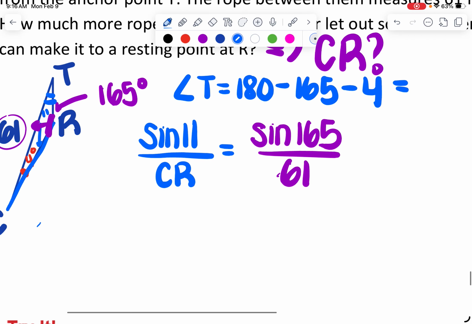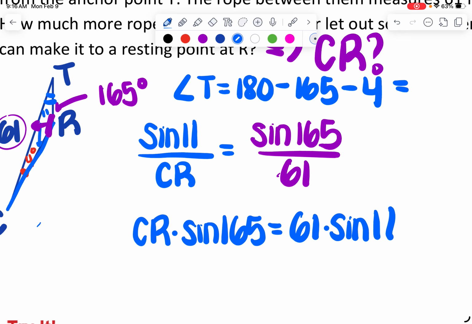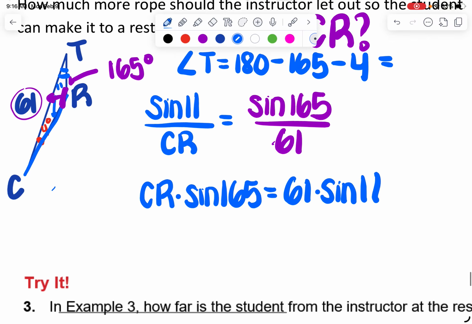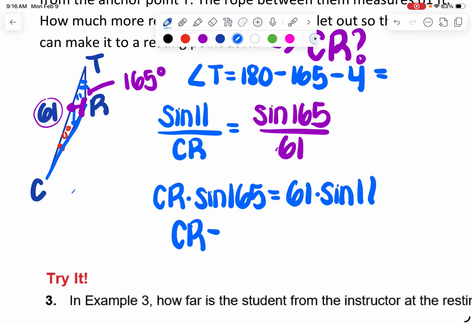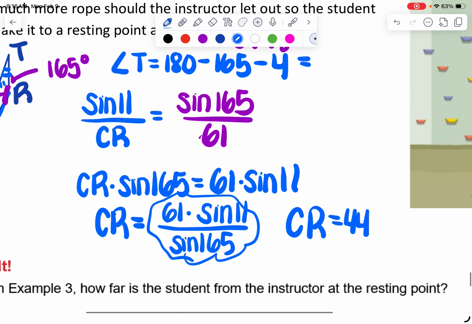Okay? So cross multiply, you would get CR times sine of 165 equals 61 times sine of 11. Okay. Divide by sine of 165, and you would get 61 sine of 11 divided by sine 165. And so I would get CR to be, plug that in your calculators, 44.97 feet.